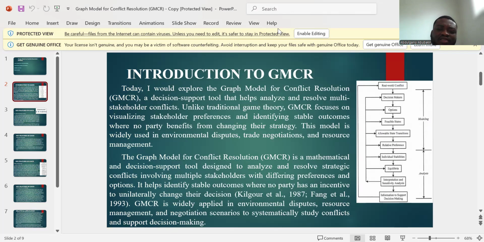So these stakeholders, they have their preferences and options. After coming together and bringing their strategies and actions and contributions, when it's brought in combination, GMCR also works on: is it stable or not? Can the decision be changed by each decision maker or not? So that's all GMCR is about, as introduced by me.